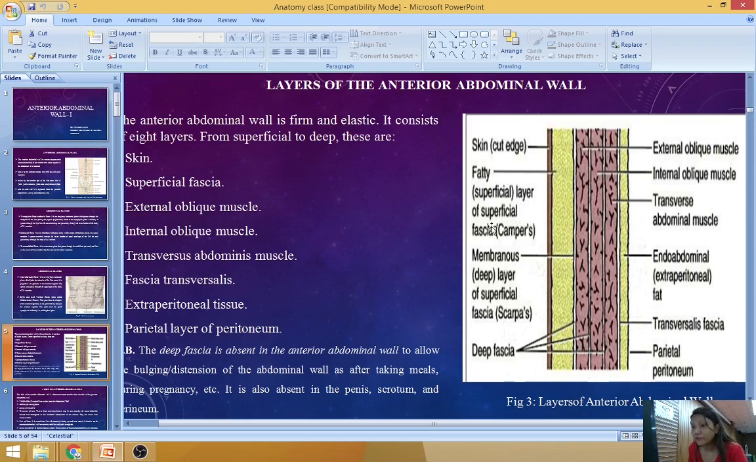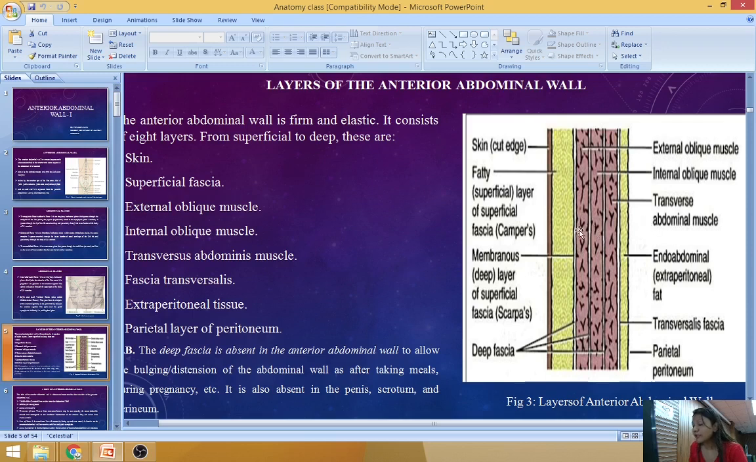Do we have deep fascia in the anteroabdominal wall? No. Why don't we have deep fascia in the anteroabdominal wall? It is written down, the deep fascia is absent in the anteroabdominal wall to allow the bulging or distension of the abdominal wall after taking meal and during pregnancy. It is also absent in penis, scrotum and perineum.